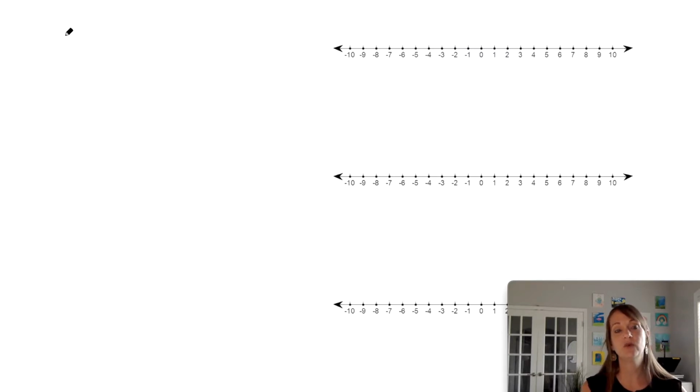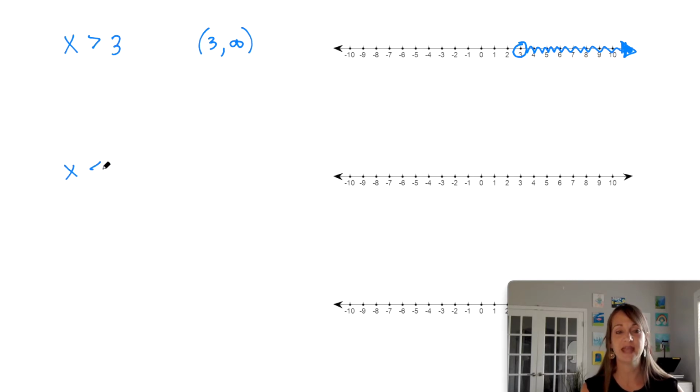So if we said x is greater than 3, now that means 3 would be an open circle and everything would be shaded to the right, all the values of x that are greater than 3. The interval notation would be 3 to infinity. It is not a bracket because it does not include 3.